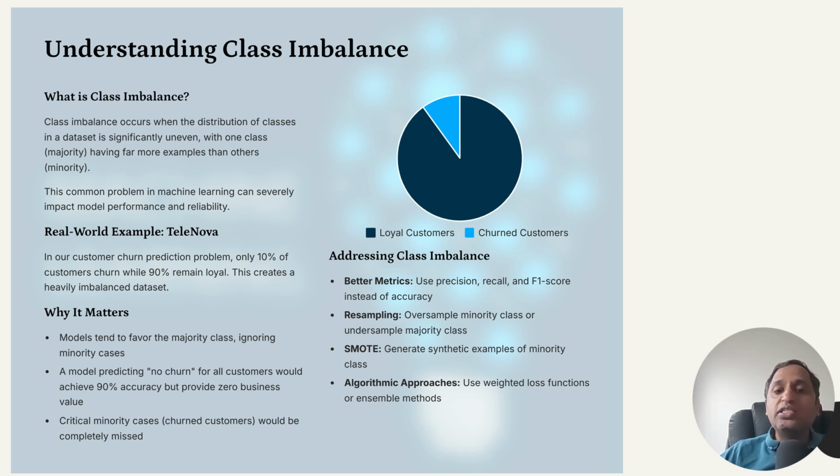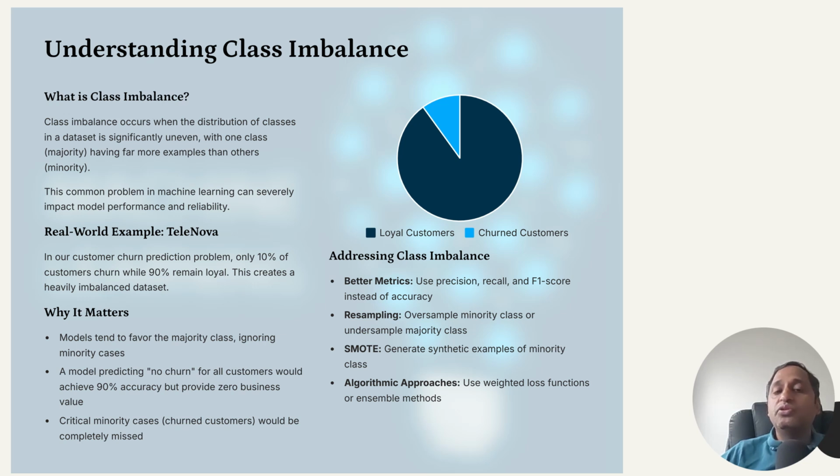So how does it impact the model performance? What happens is the machine learning model tends to favor the majority class, because that's where most of the data is. So the model could predict no churn for everyone and still be 90% accurate. But that is completely useless from a business perspective. We would be missing all the customers who are eventually going to churn. That's why we need to adjust our approach.